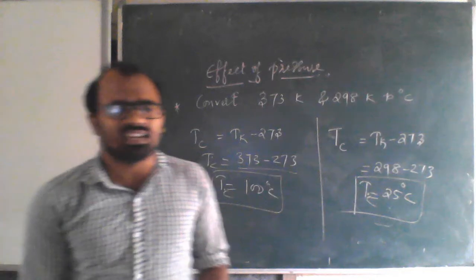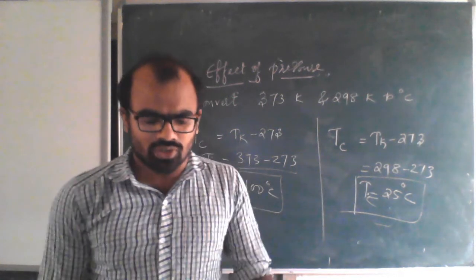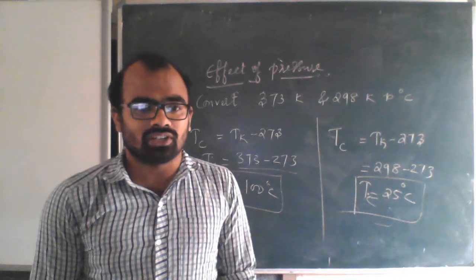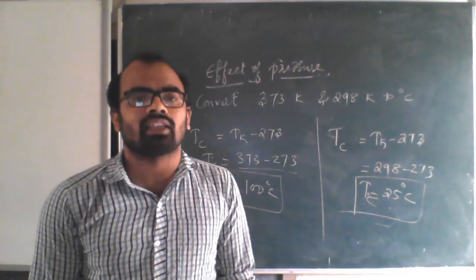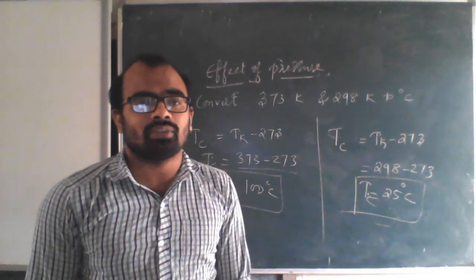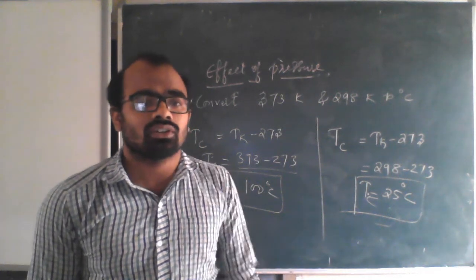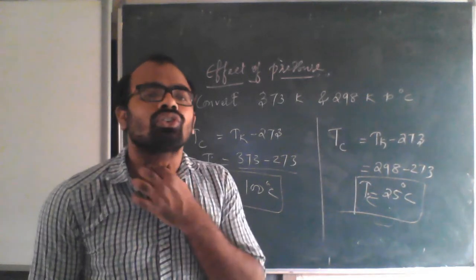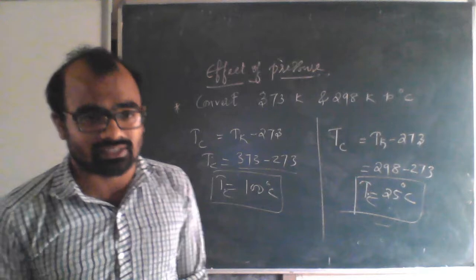You can easily convert them. So what is the first one? 300 K. If you convert it into Celsius scale, 300 K means you have to subtract 273. 300 minus 273, you will get 27 degrees Celsius.